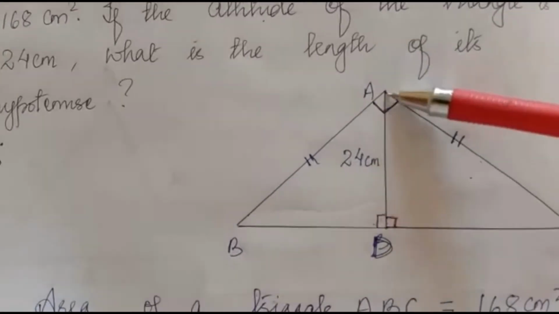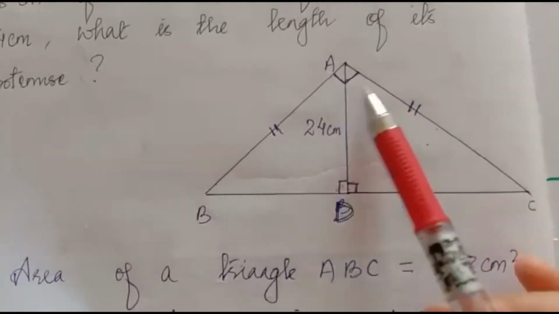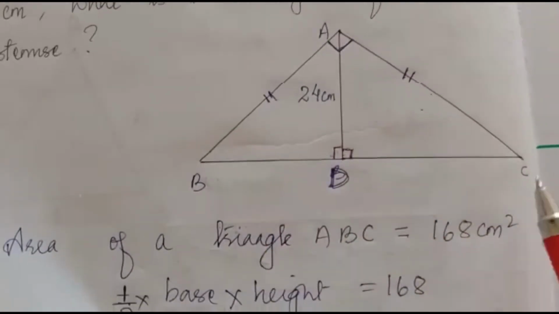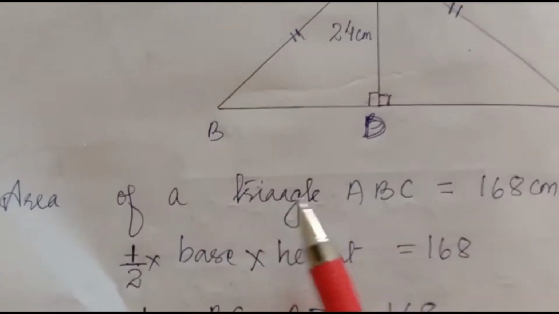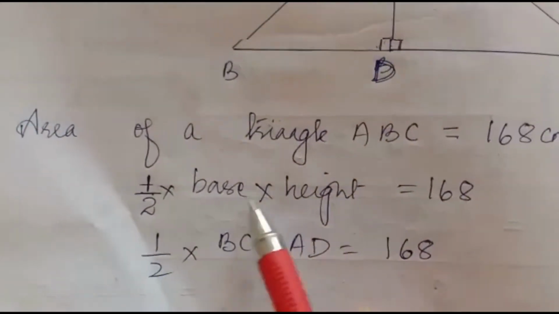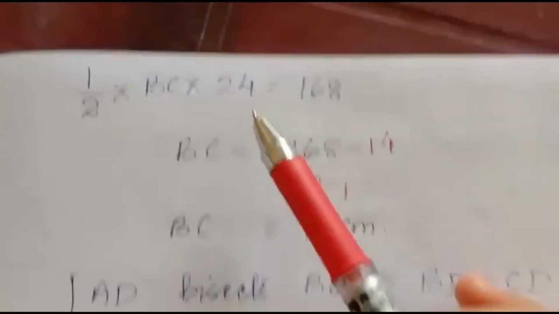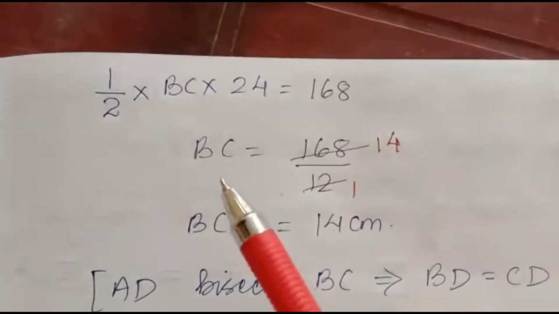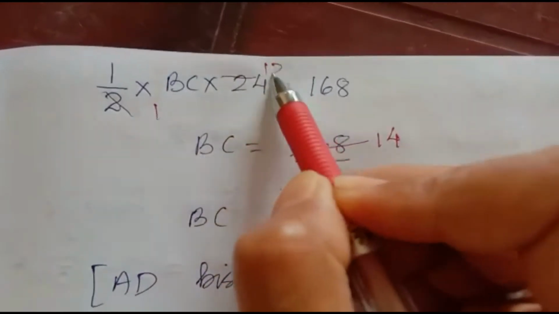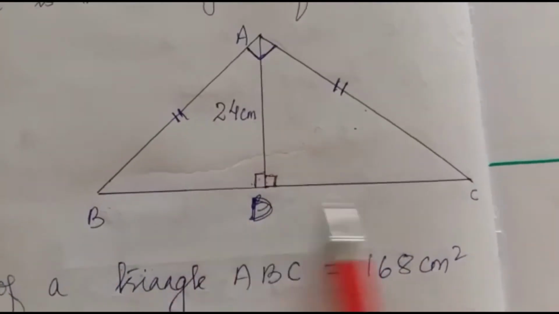Here the height is given, so we will use the formula half into base into height. In this triangle, this is the height, so BC is the base. The area of triangle ABC is 168 centimeters square. The formula is half into base into height equals 168. Base is BC, height is AD. Put the value of AD, which is 24. Then cancel: 2 ones are 2, 2 twelves are 24. So BC is 168 by 12. 12 fourteens are 168, so BC is 14.